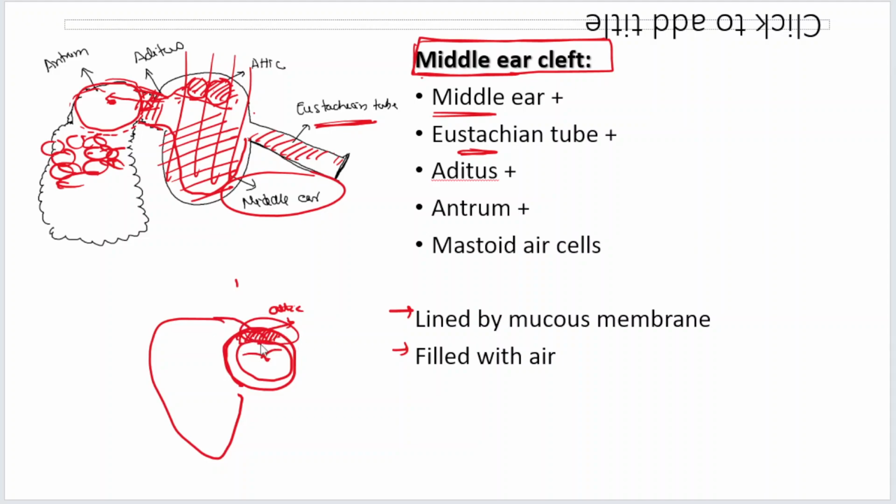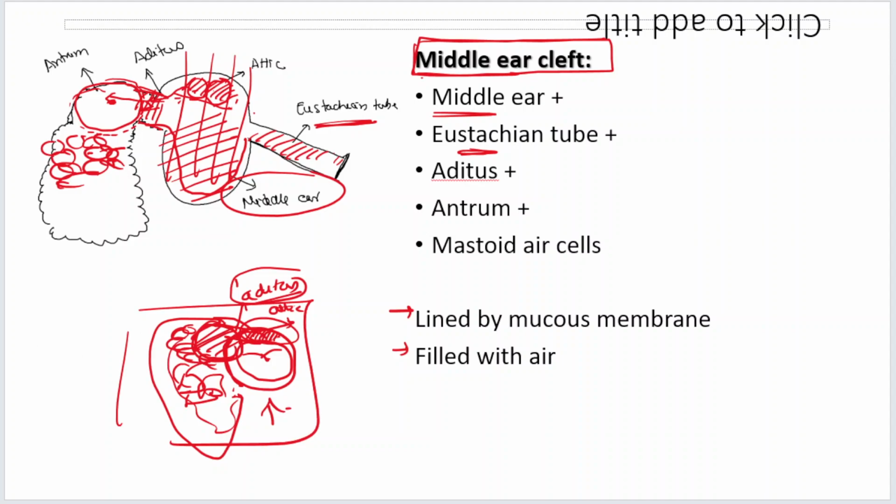This attic will communicate through the aditus. Aditus is a pathway, or a communication. The aditus will go into the antrum. Antrum is the largest mastoid air cell, and from there you will have multiple air cells in the form of a honeycomb. Okay, so all these are mastoid air cells. So this is an important anatomy. When we are doing a mastoidectomy, we have to keep this in mind.